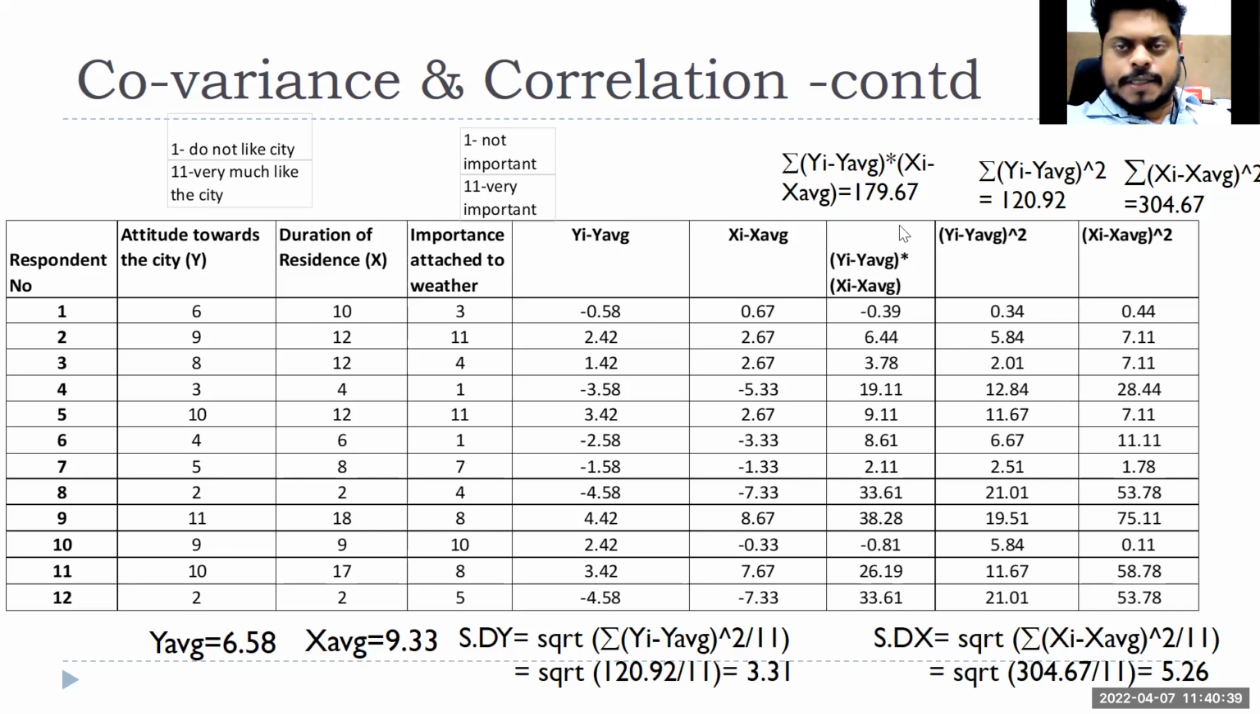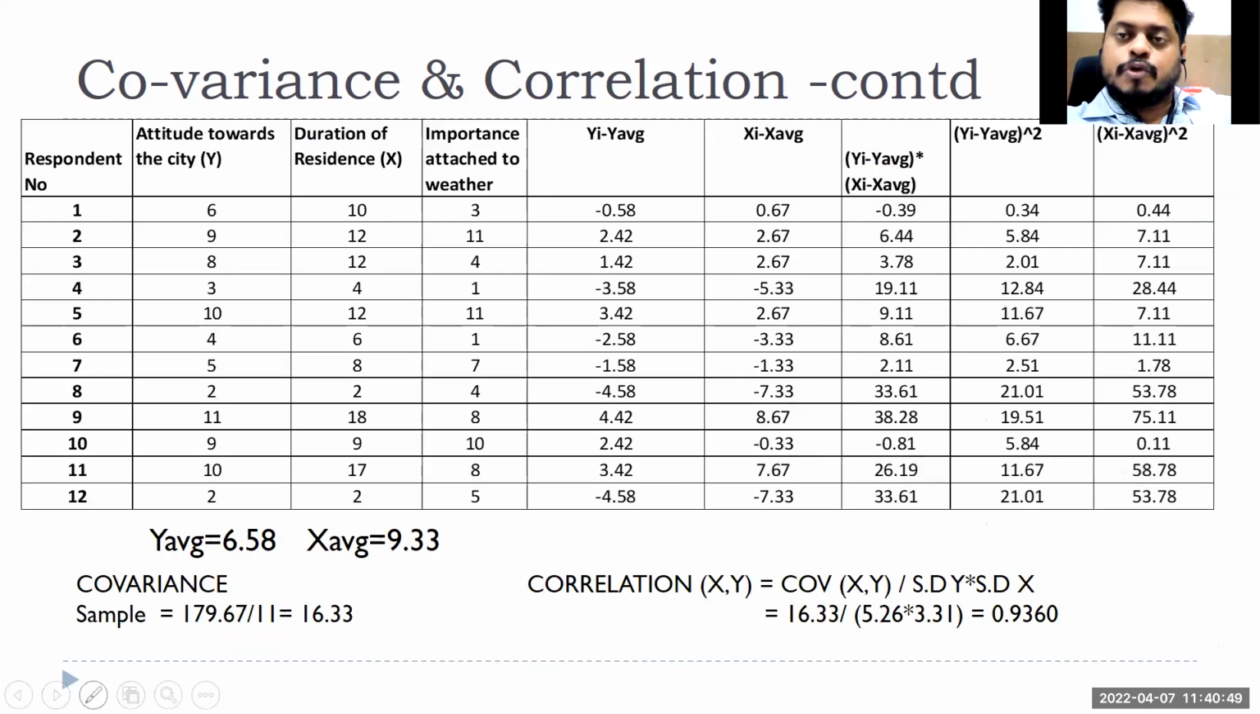Because I'm finding it for a sample, I divide by 11 rather than 12, because total sample size is 12, but I am going to divide it by 11. Why 11? Because this is a sample of the population, right? It is not that there are only 12 respondents in the city. I'm only taking 12 respondents for my survey, right? So that's why I'm dividing by 11 rather than 12. So that gives me 16.33, right?